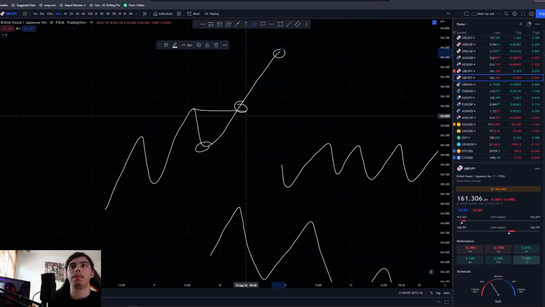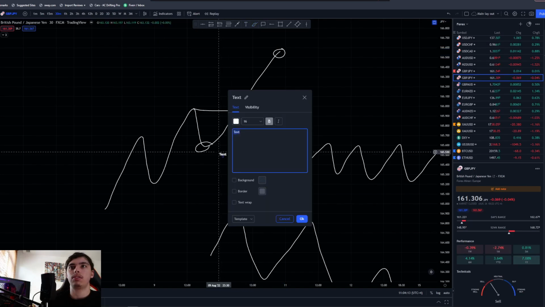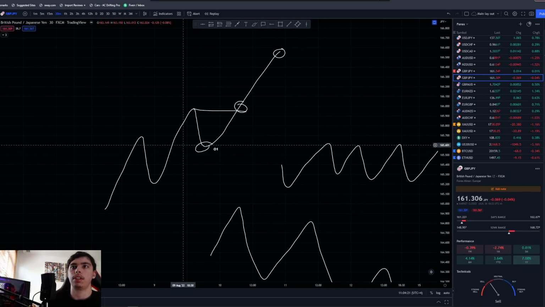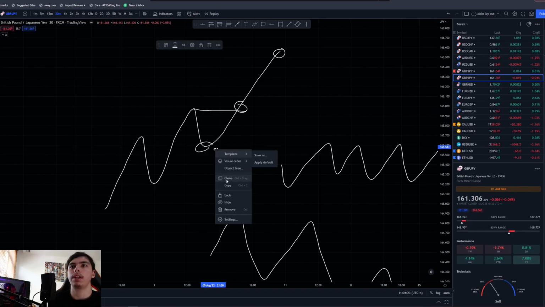And this is where people get messed up buying at these highs here, and I'm going to show you how this works. So to make this clear, we're going to label this here as trade option 1. So O1 is going to be option 1. So that is your option 1 right here. And then we're going to duplicate this.